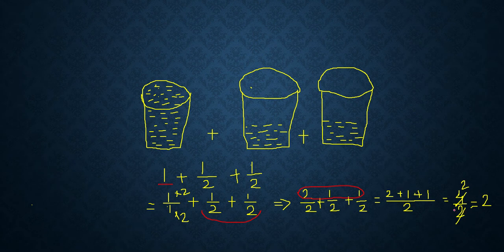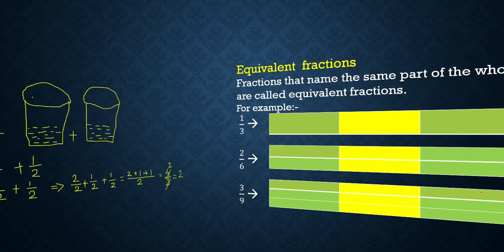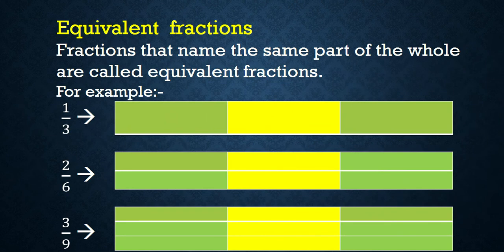Now we'll cut this. 2 ones are 2 and 2 twos are 4. So how many glasses of water do we have? We have 2 full glasses of water now. Next, equivalent fractions. Fractions that name the same part of the whole are called equivalent fractions.